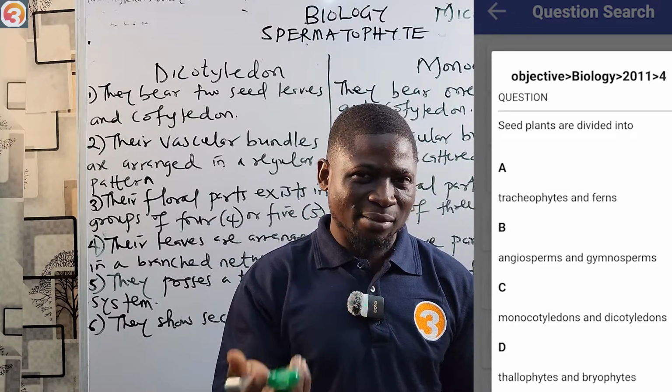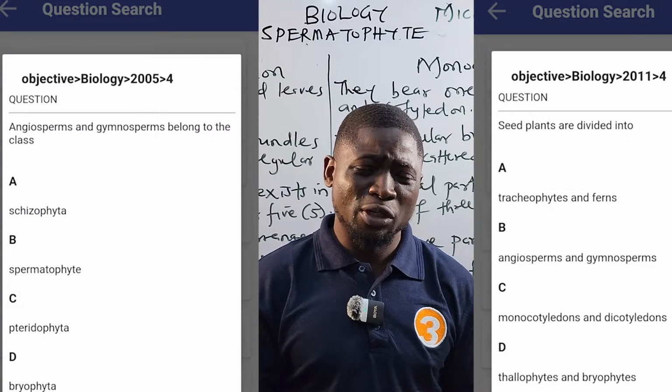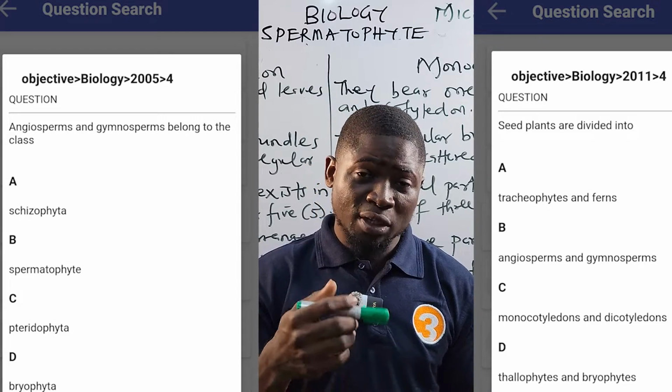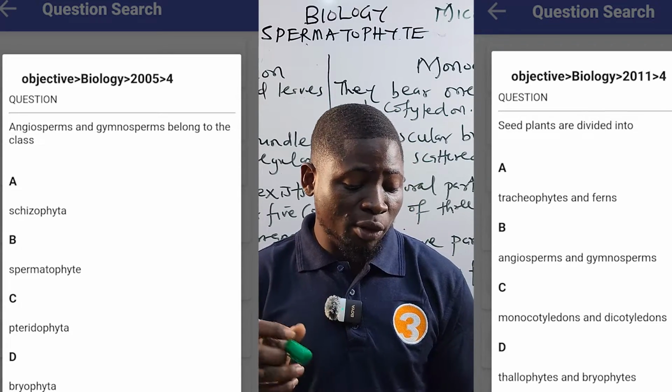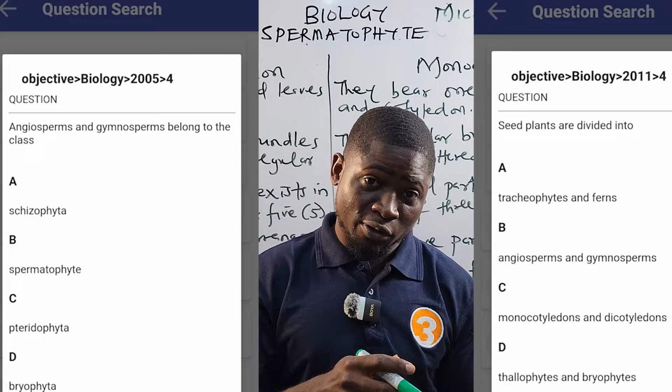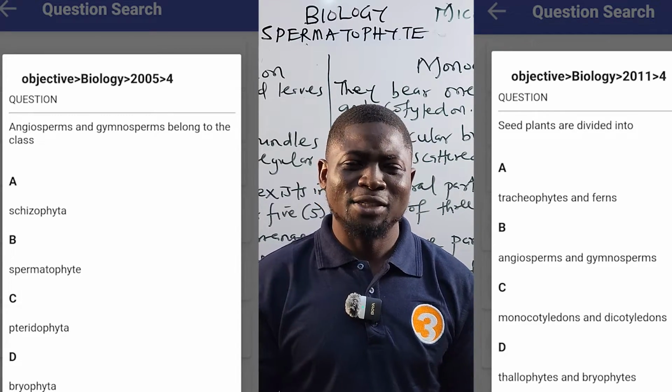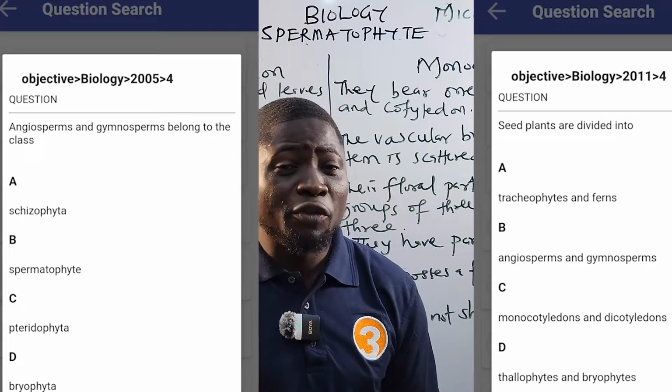That's why you need to understand how JAMB sets questions. JAMB may not necessarily just repeat the question word for word. Okay, they may just rephrase it and reset it in another way. In 2005, they said Angiosperms and Gymnosperms belong to the class, which is Spermatophytes. In this one, they say seed plants are divided into Angiosperms and Gymnosperms. So you see it is all the same thing we're talking about, but if you do not know it, you do not know it.